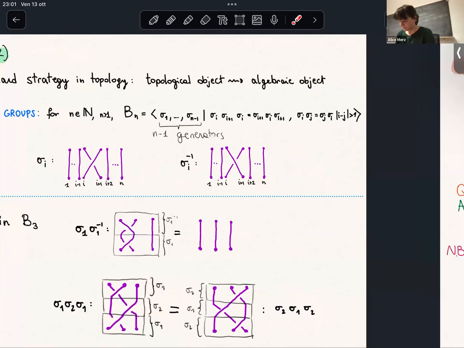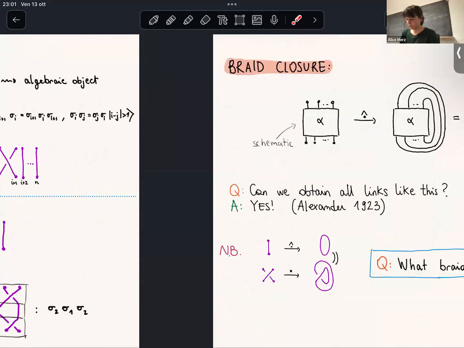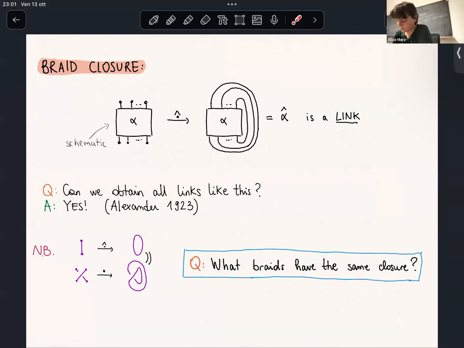So how are braids related to links? Well, there is a map that gives you a link from a braid. Here I just drew a schematic of the braid. Here you have to think that we have something here that we don't know. But if I identify the endpoints of the braid together in the trivial way, like I drew here, I just obtain a link.